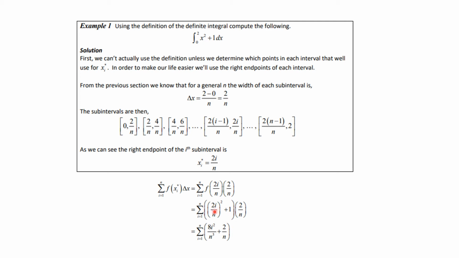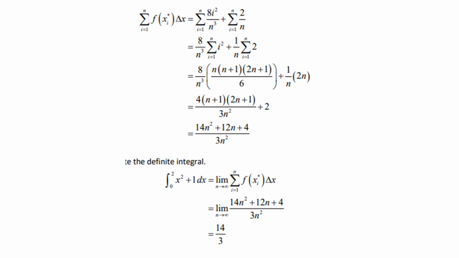I square this, I get 4i squared over n squared. And then I distribute the 2 over n across this quantity. And so I get the summation i equals 1 to n of 8i squared over n cubed plus 2 over n. Make sure you're following all these calculations. Ask questions if you do not understand them.